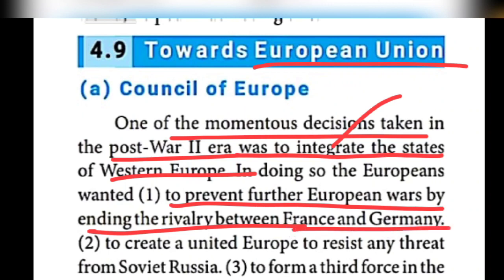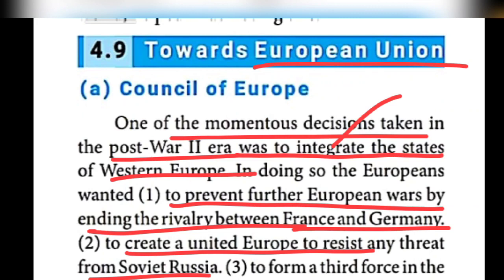Then the second one, to create a united Europe to resist any threat from Soviet Russia. Resist means withstand. The other European countries, united, have to withstand the threat of the USSR, the Union of Soviet Socialist Republics, otherwise called Soviet Russia.